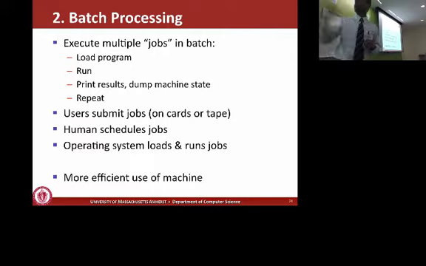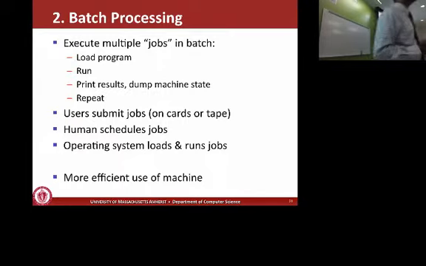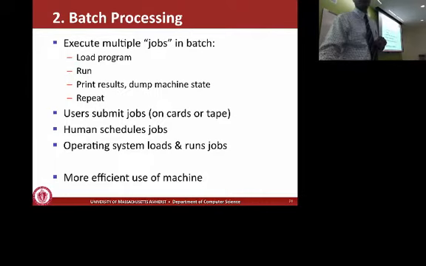So this led to the notion of batch processing, and OSs had to evolve to support batch processing. Still very rudimentary operating systems. But at least they made a step from having one user program on the machine at one time to running a batch of programs at any given time.